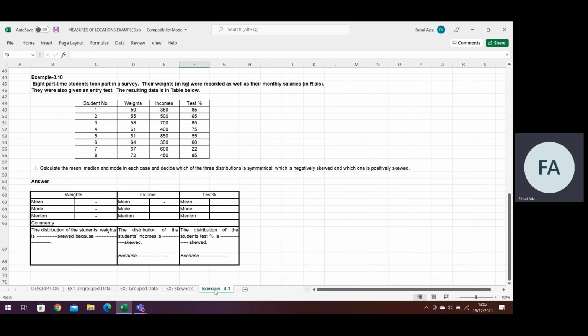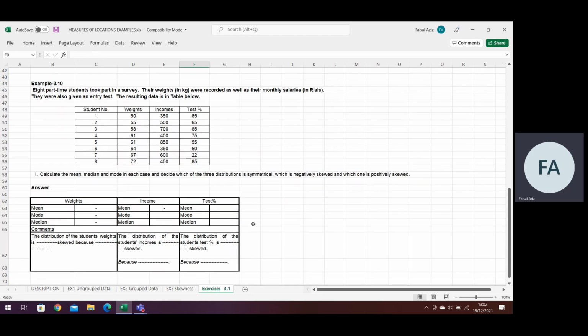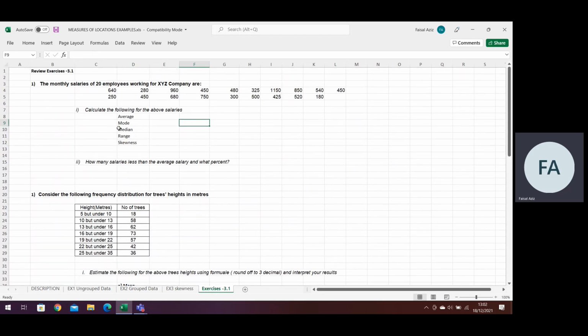In the next sheet, there is a data set, and this is for exercise purpose only. I have already given you the idea how you can calculate average, mode, median, range and skewness of ungrouped data, and the logical formula, COUNTIF formula, to identify how many salaries are more or less or equal to the average.